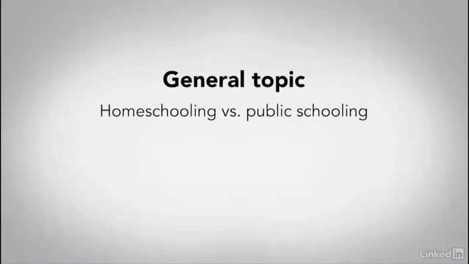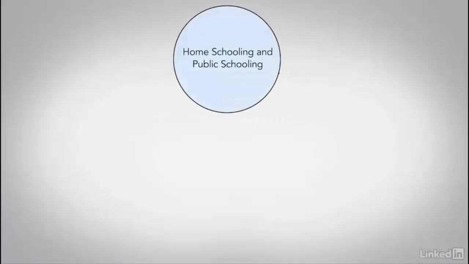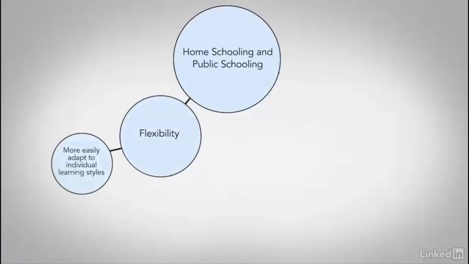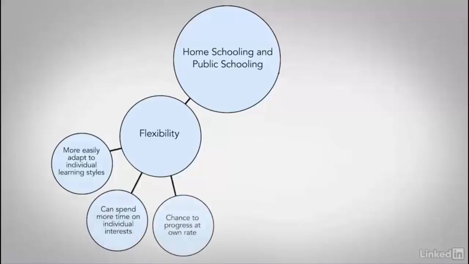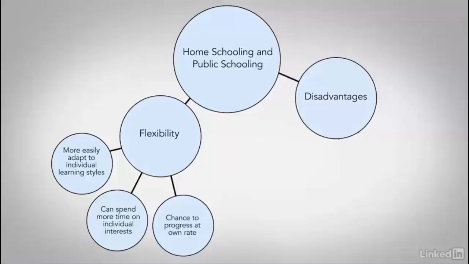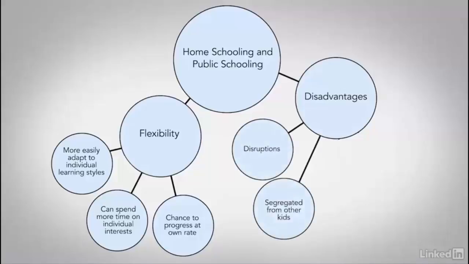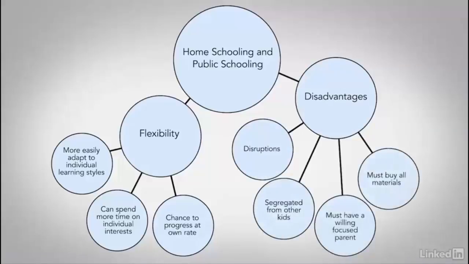Let's use the homeschooling versus public schooling example. The big bubble in the middle would be the main topic, home and public schooling. One offshoot would be flexibility. The 3 smaller bubbles, which are the support points, would be adapt to individual learning styles, spend more time on individual interest, and progress at own rate. On the other side is another line with disadvantages. Then the smaller support bubbles would be disruptions, no friends, available parent, and cost of school supplies. This is only a start.